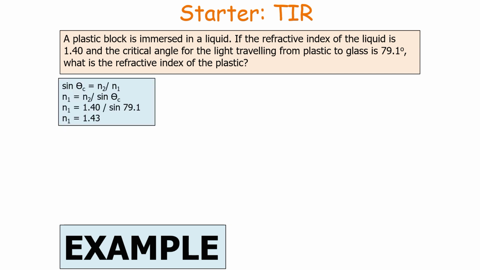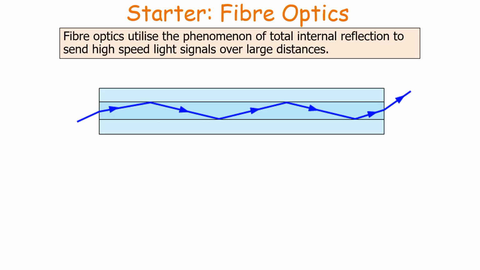So we say sine theta c equals n2 over n1. We can then rearrange to find n1 to be n2 over sine theta, so it's 1.4 over sine 79.1 equals 1.43. Now fibre optics utilise the phenomena of total internal reflection to send high-speed light signals over large distances.